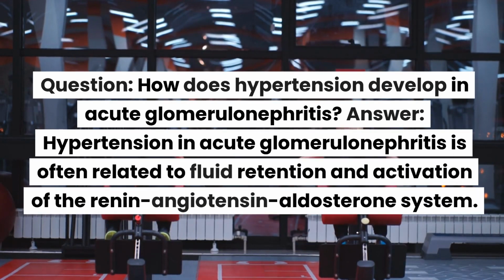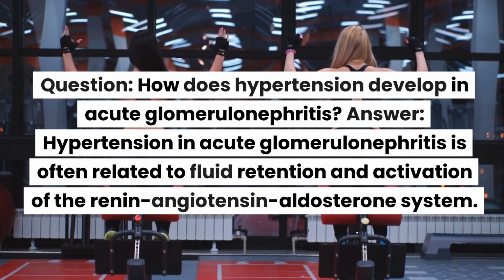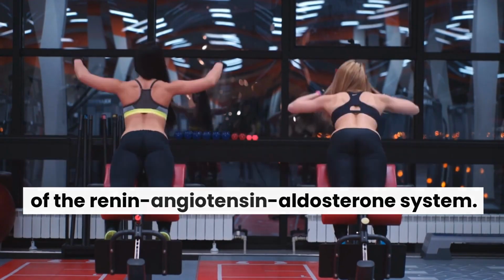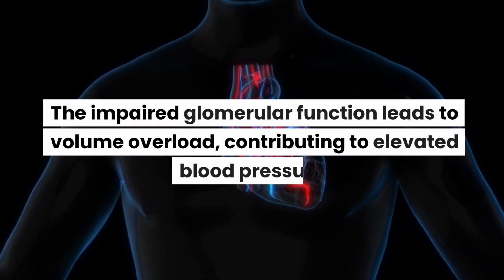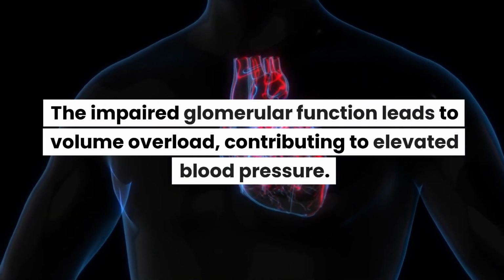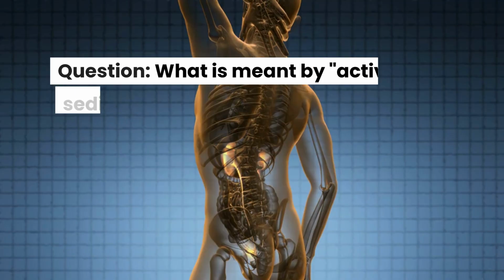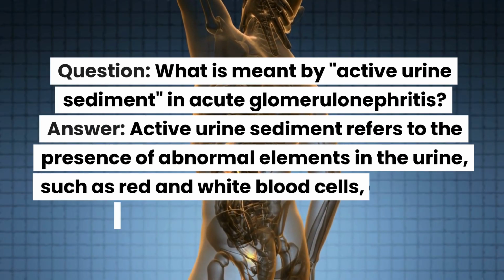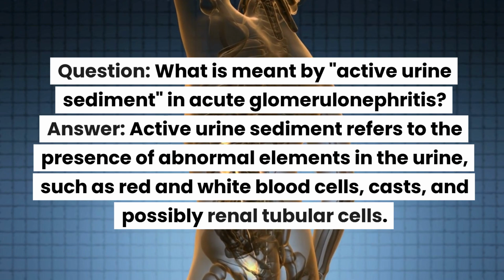Answer: hypertension in acute glomerulonephritis is often related to fluid retention and activation of the renin-angiotensin-aldosterone system. The impaired glomerular function leads to volume overload, contributing to elevated blood pressure. Question: what is meant by active urine sediment in acute glomerulonephritis?